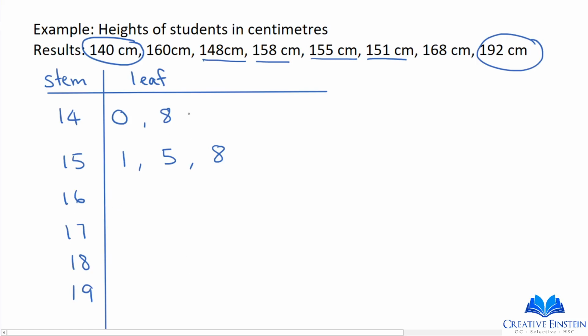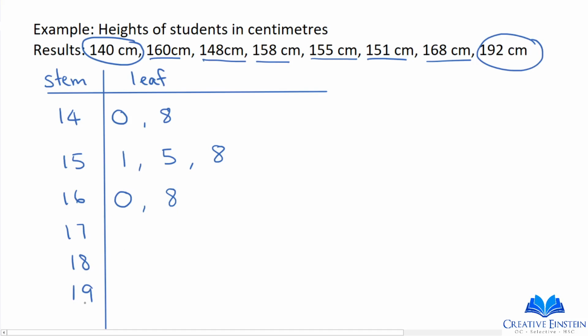Okay, the next one is my 60s. So 160, 168. So 60 is smaller, so 0 goes next to the stem, and 8 goes further away. I don't have anything in 170, so I don't write anything there. Be careful that you don't write 0, because if you write 0, that means there is a value of 170, but that would not be true. So we leave 17 blank, we leave 18 blank.